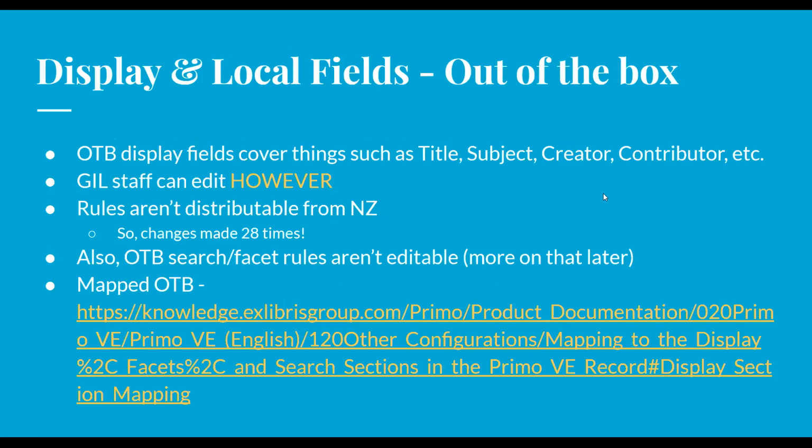And we can edit them, but unfortunately those rules are not distributable from the network zone. So each time we have to change one of those rules, we have to change it for each individual institution. Luckily, testing we only have to do for one institution. We just have to copy and paste it 28 times. Also, somewhat unfortunately, the out-of-the-box search and facet rules are not editable, which there will be more on later.